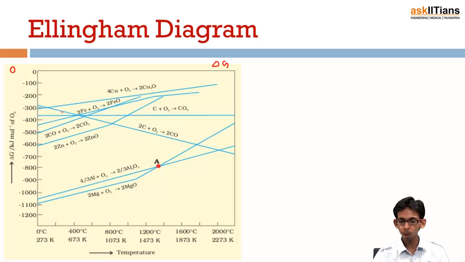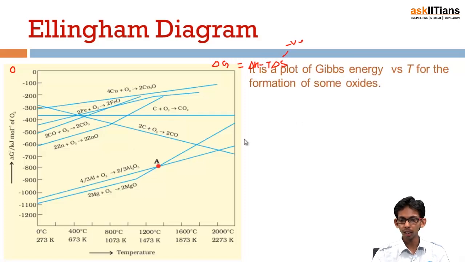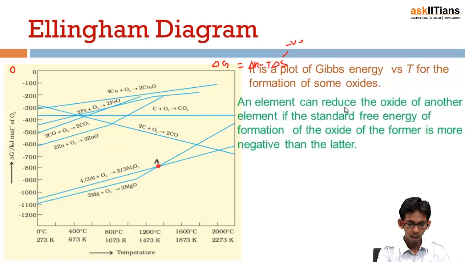So you can see that for most of the reactions, the plot goes upward with increasing temperature. As I increase the temperature, delta G becomes more positive, because delta G is equal to delta H minus T delta S. Delta S is already negative, so the negative sign becomes positive, and if I increase the temperature, it becomes more and more positive and the plot goes upward. This plot of Gibbs energy versus T for the formation of oxides is known as the Ellingham diagram.